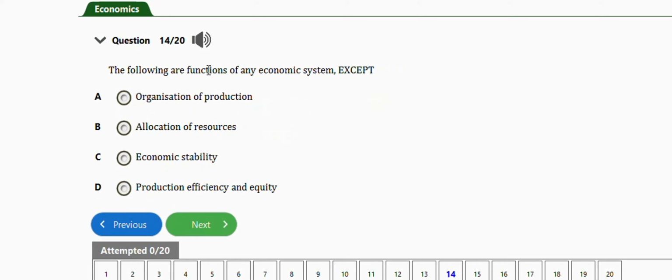Next question is this one. It says the following are functions of any economic system except organization of production, allocation of resources, economic stability, production of efficiency, and equity. So the following are functions of economic system, except, so guys, the right answer to this question is option C, which is economic stability.